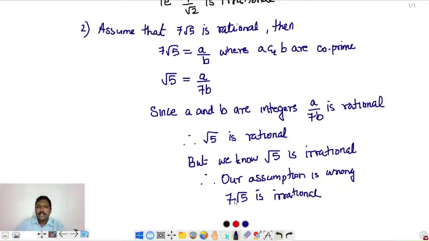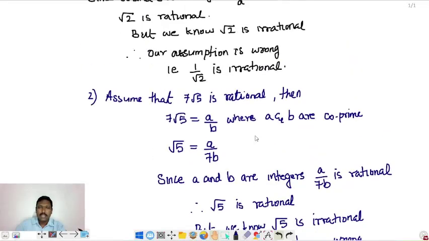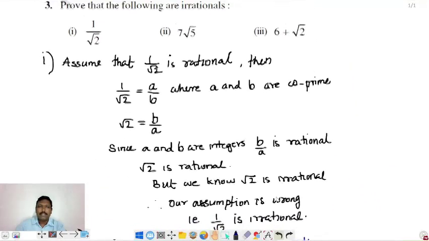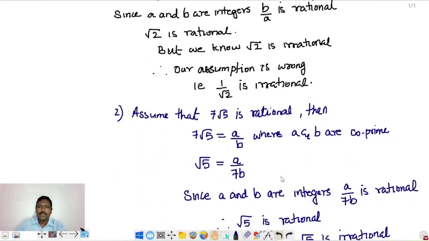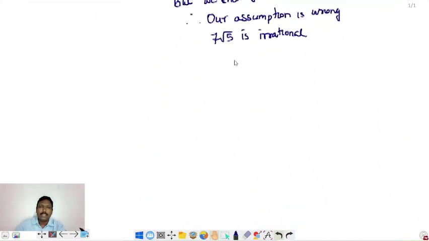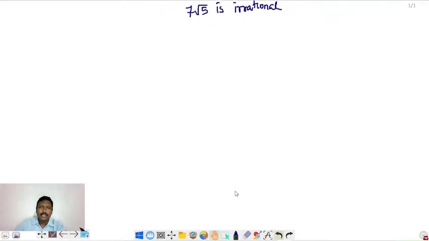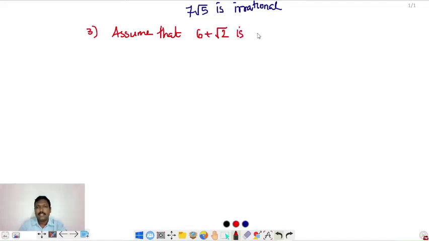Okay children, now let us move to question number 3. What is question number 3? Prove that 6 plus root 2 is irrational. So we are going to prove 6 plus root 2 is irrational. For the third question also, we have to assume that 6 plus root 2 is rational. We have to assume this as a rational number.